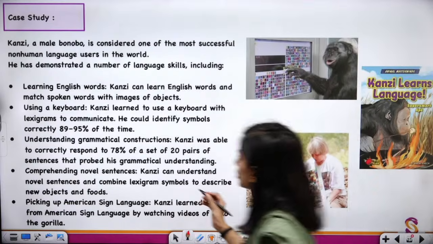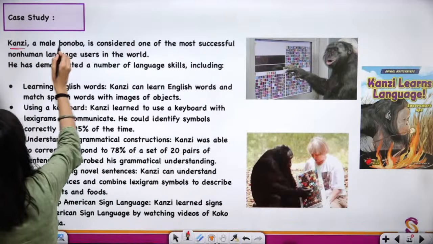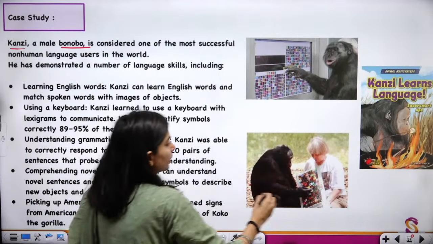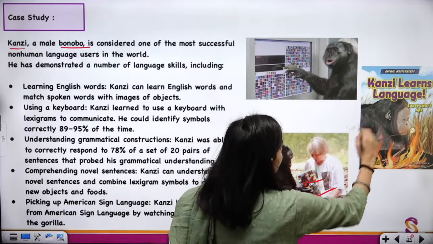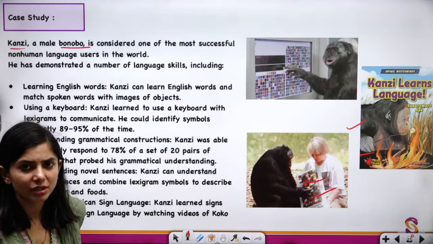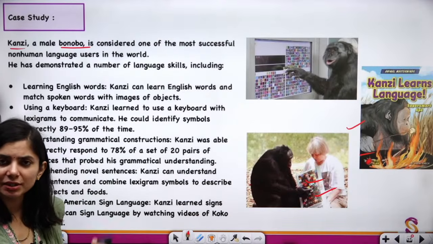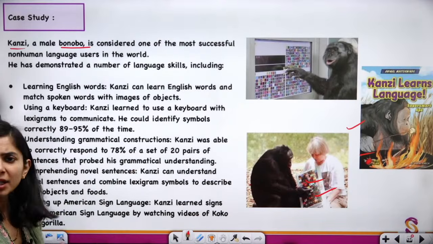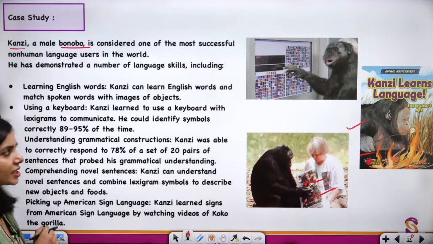So going to talk about Kanzi, the bonobo. He was able to recognize words, sentences, he was able to do so many things. So he learned the language. Like we are saying now, language is a human-related thing. So here he basically learned the language, he basically learned the art of doing things.